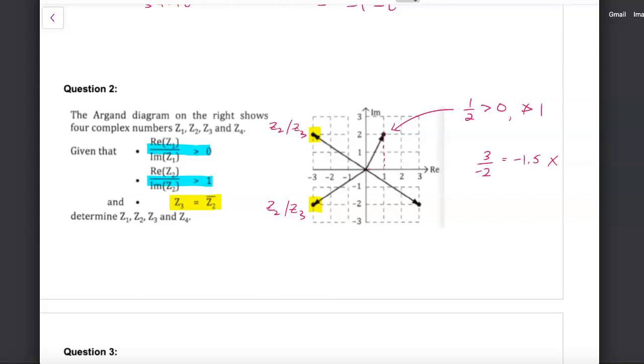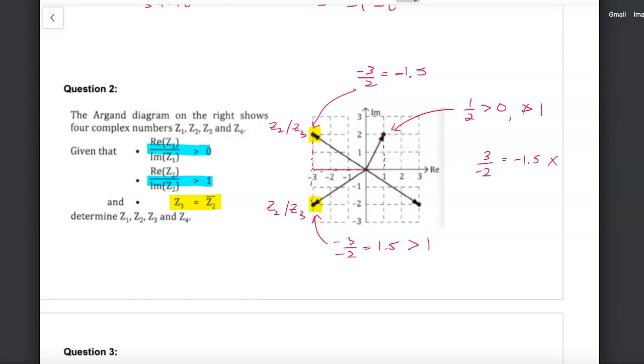But going back to the Z2 or Z3 that I've highlighted in yellow, if we have a look at the one on the top left in the second quadrant, I've got an A value of -3 and a B value of 2. So -3 over 2. This also gives me -1.5. Whereas the one in the third quadrant, I've got -3 and -2. That gives me a value of 1.5, which is greater than 0.